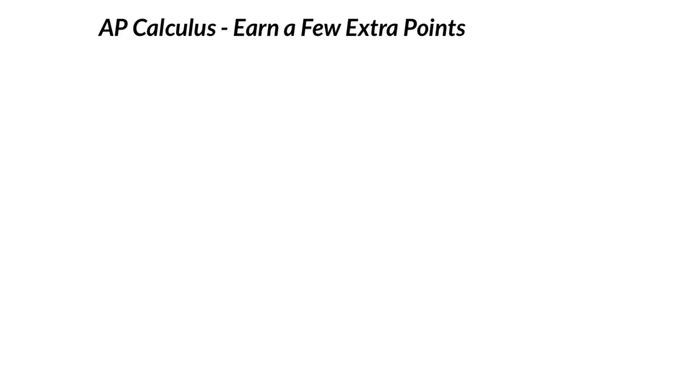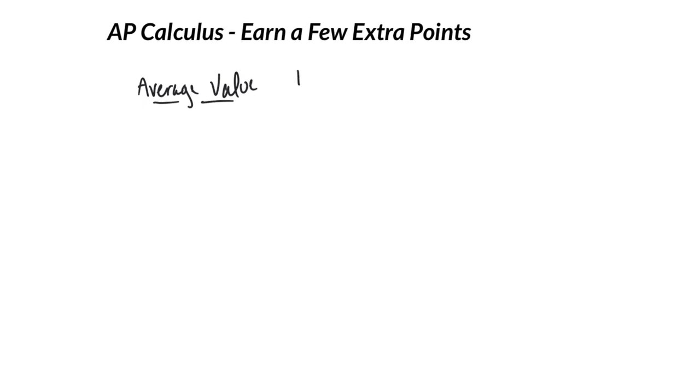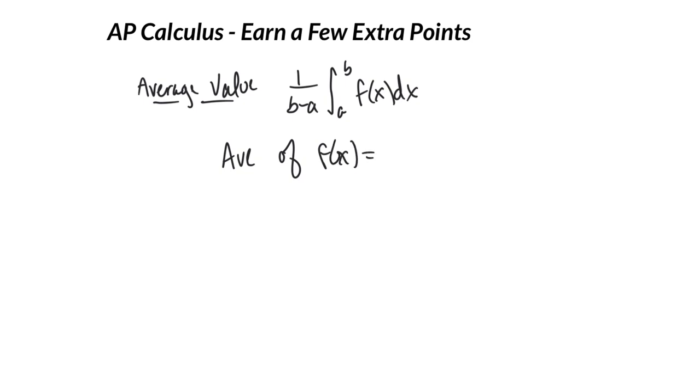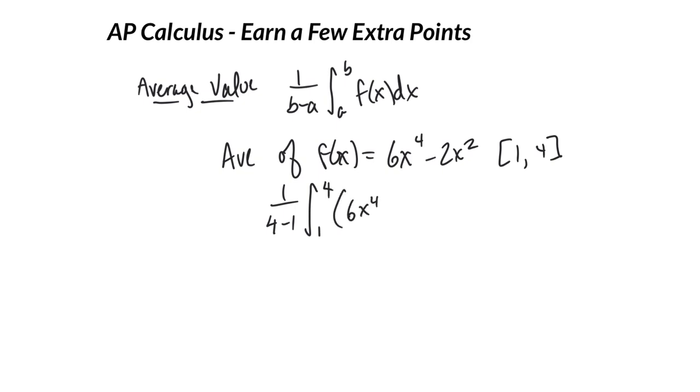First thing, average value. You will be asked for sure about finding the average. The average value formula is 1 over b minus a times the integral from a to b of my function. So, if you were asked for the average of f of x equals 6x to the fourth minus 2x squared on the interval from 1 to 4, you would say, well, 1 over b minus a times the integral from a to b of 6x to the fourth minus 2x squared. Memorize the formula for average value.